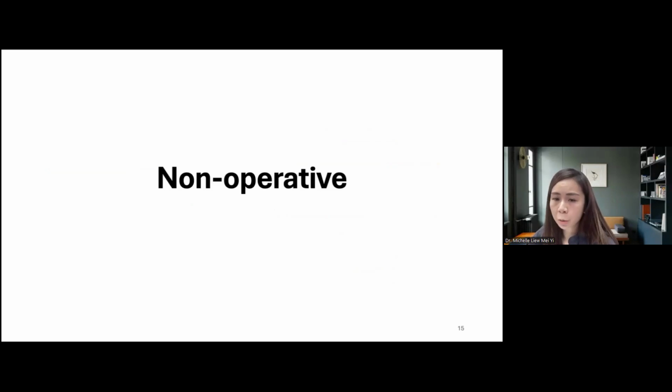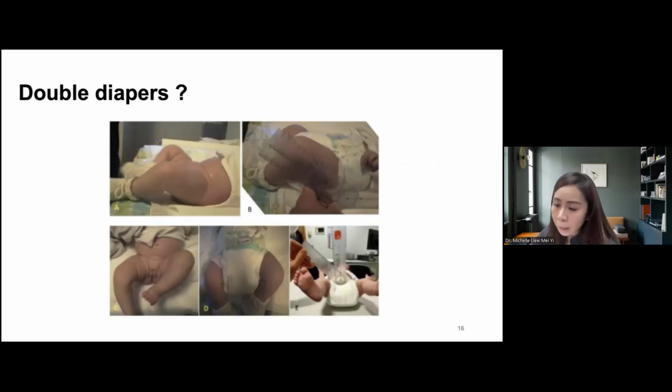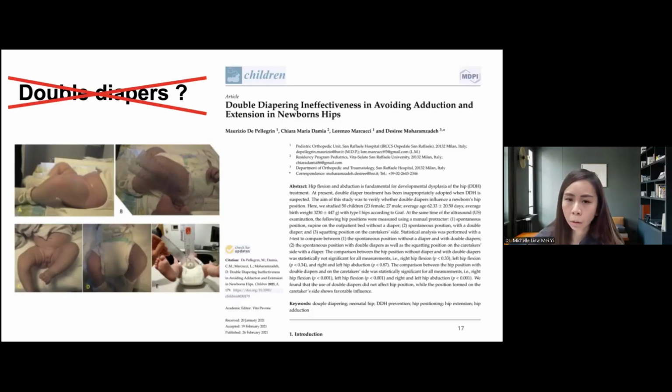So in the non-operative management of DDH, historically, double diapering was used as a simple method to promote hip flexion and abduction in the hope of keeping the femoral head inside the acetabulum. This was often recommended by pediatricians as an initial step while awaiting imaging, such as ultrasound. However, current evidence in 2021 has shown that double diapering does not significantly alter hip position or prevent DDH. As a result, it is no longer considered an effective or recommended practice in modern DDH management.